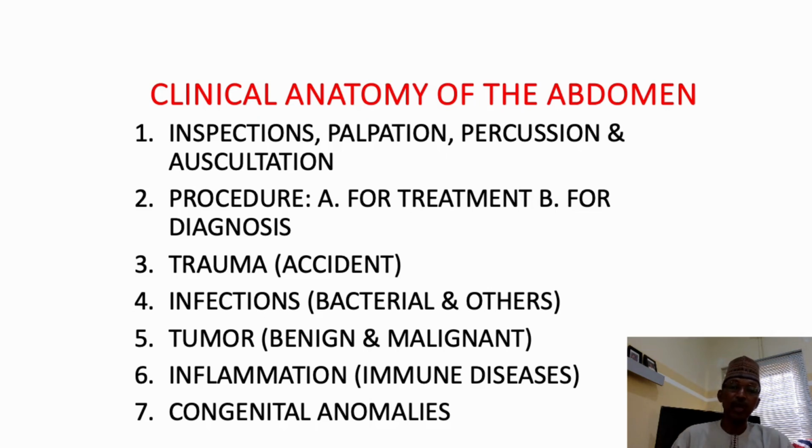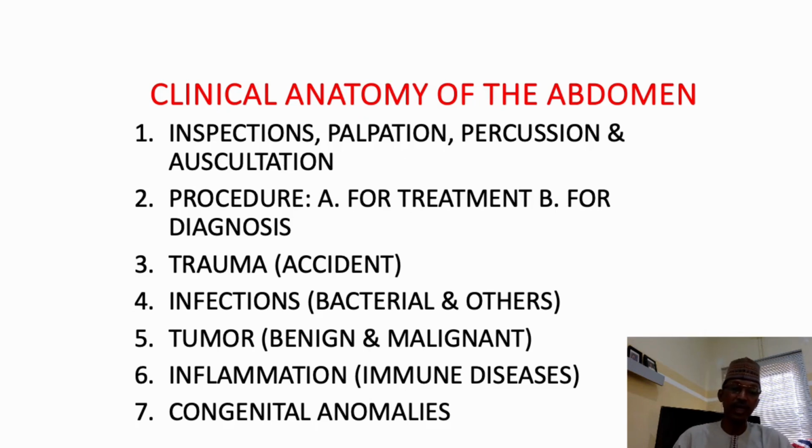After the inspection of the abdomen, you also have to palpate the abdomen, percuss the abdomen, or use your stethoscope to auscultate the abdomen. Then certain clinical anatomy of the abdomen includes the procedures that we do in the clinic. For example, when we want to treat certain intra-abdominal diseases or conditions, or if we want to make some diagnosis with regard to the abdomen.